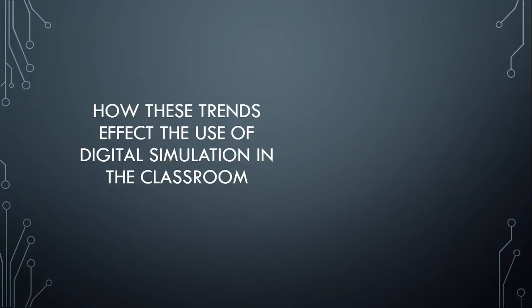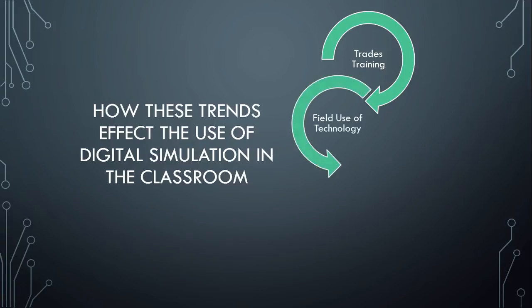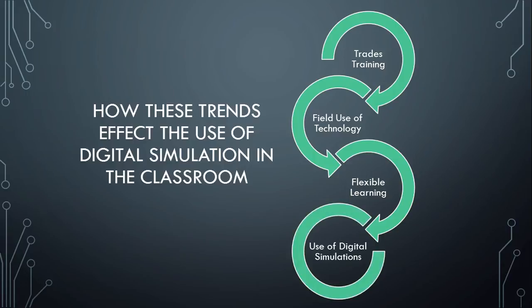So how do these different trends affect the use of digital simulation in the classroom? Well, first of all, we've got trades training. So we've got specific objectives that we're trying to meet in order to progress. We've also got field use of technology as well as apps that are doing the work a little bit more effectively. And then we've got learner preferences for flexibility and self-directed learning, and all three of these things really tie themselves well into online delivery and use of digital simulations in order to learn different bits of material when they're within the classroom.